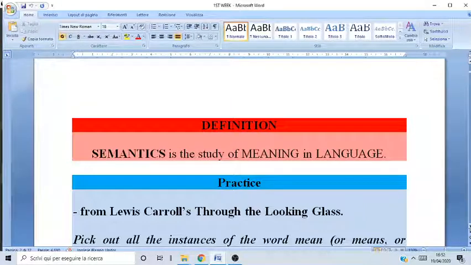So what is semantics? We said that semantics is the study of the meaning of words in a language. While pragmatics looked at words in context, with this other book, we're going to look at the meaning of words in language in general. The meaning of words.